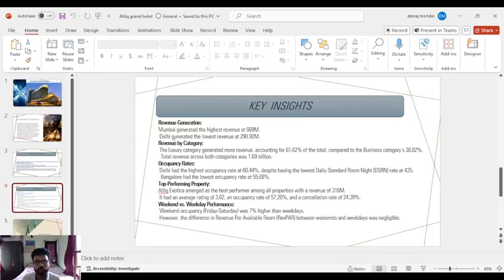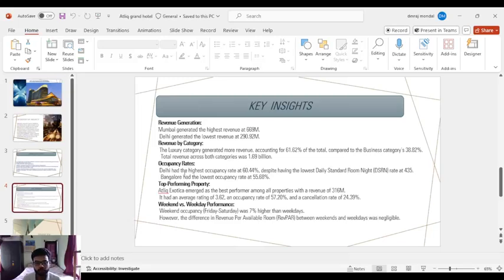Regarding revenue generation, we can see that Mumbai generated the highest revenue at 669 million. Delhi generated the lowest revenue at 290.92 million. Revenue by category: the luxury category generated more revenue, accounting for 61.62% of the total, compared to the business category's 38.82%. Total revenue across both categories was 1.69 billion.